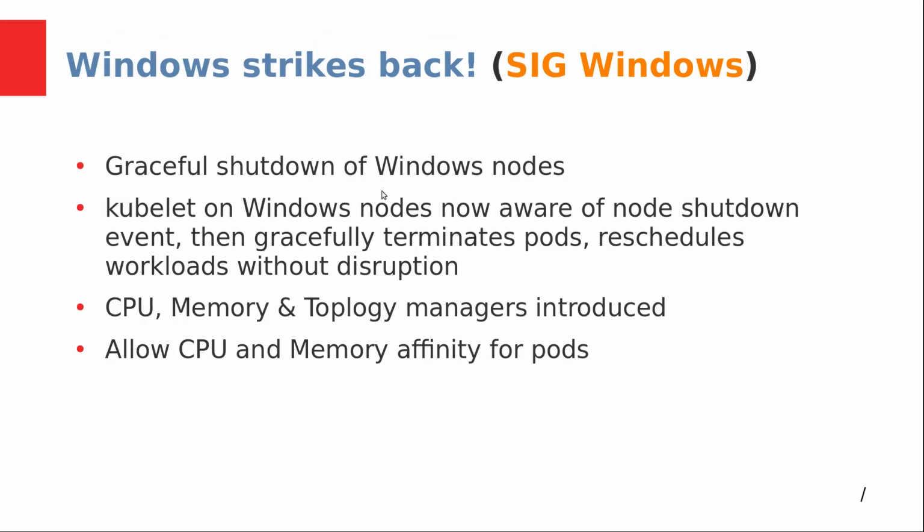And the final feature, they called it Windows Strikes Back. I decided to just use exactly what they called it. This comes from the SIG Windows feature group, and this allows graceful shutdown of Windows nodes, which wasn't possible previously. So the kubelet on Windows nodes is now aware when there's a node shutdown event. It will gracefully terminate the pods as you would expect and reschedule the workloads without disruption. And this introduces CPU, memory, and topology managers, and also allows for CPU and memory affinity for pods.